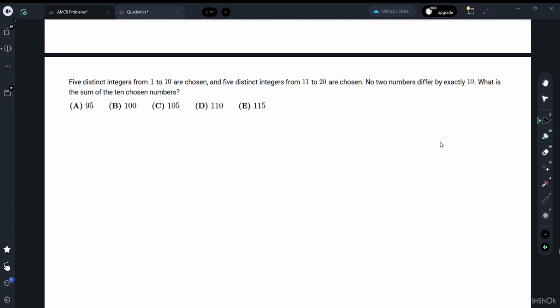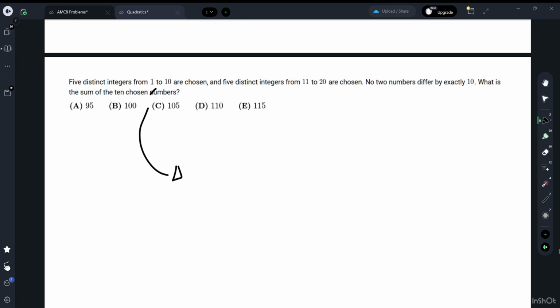So 5 distinct integers from 1 to 10 are chosen, and 5 distinct integers from 11 to 20 are chosen. No two numbers differ by exactly 10. What is the sum of the 10 chosen numbers? Well, let's see. This problem is very simple and very straightforward. One way we could solve it is to use an example.